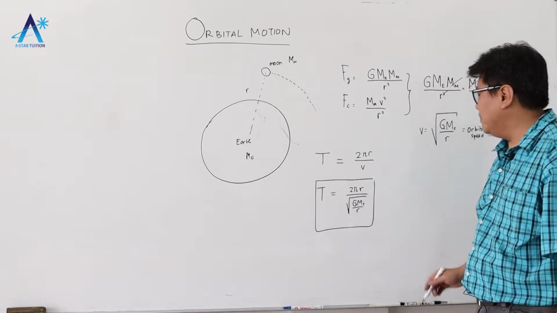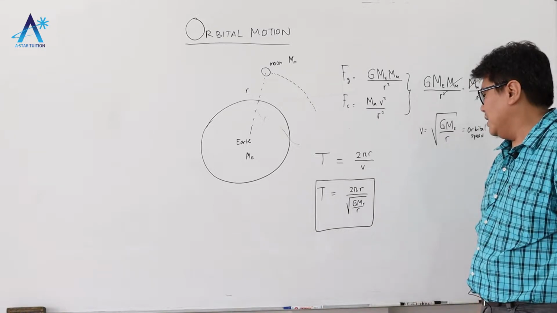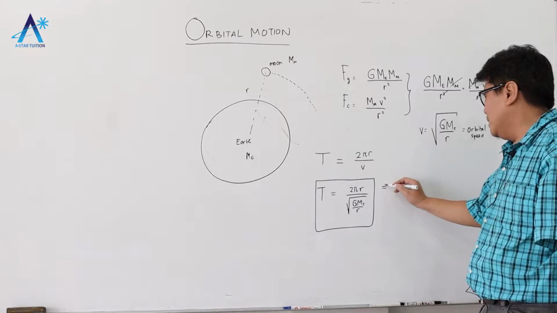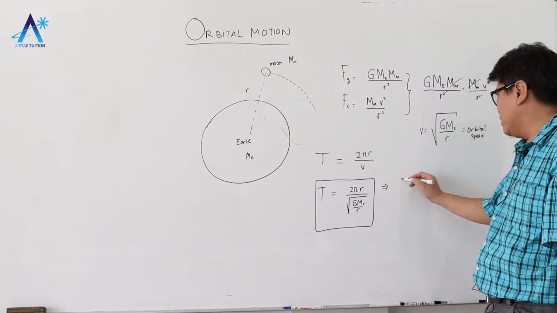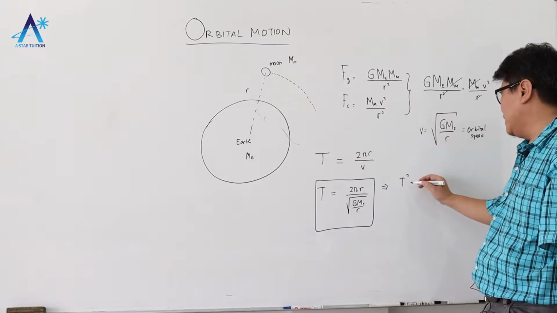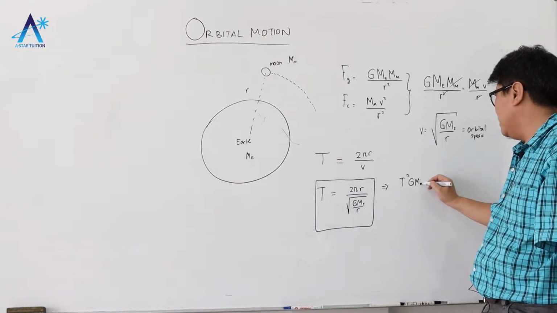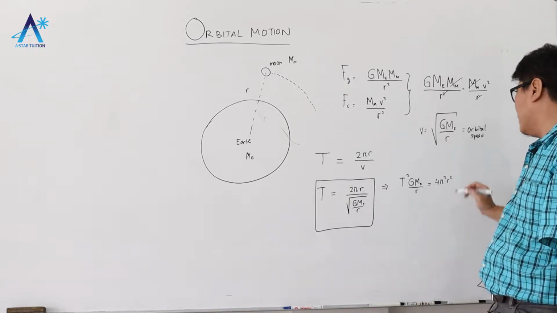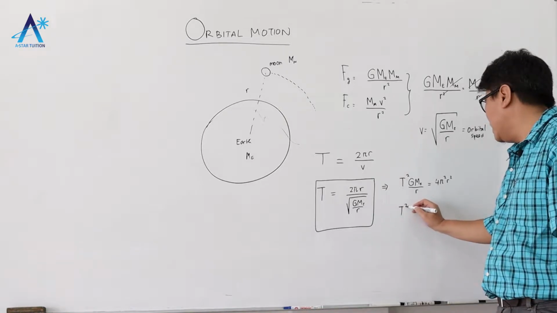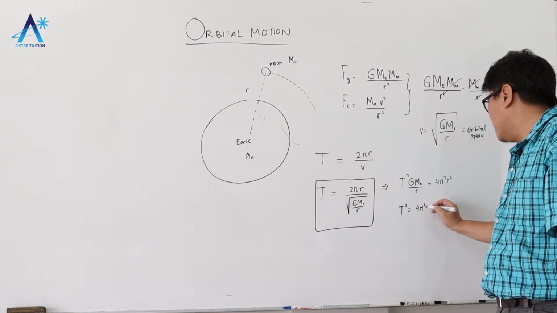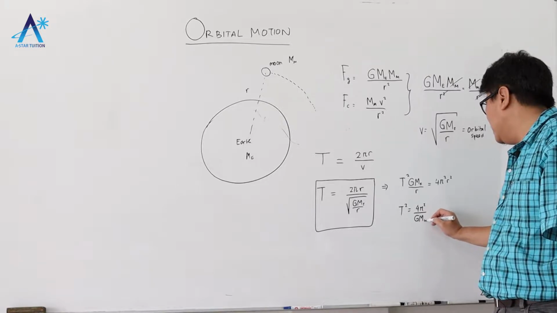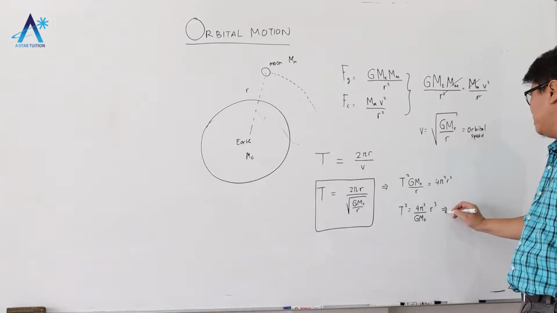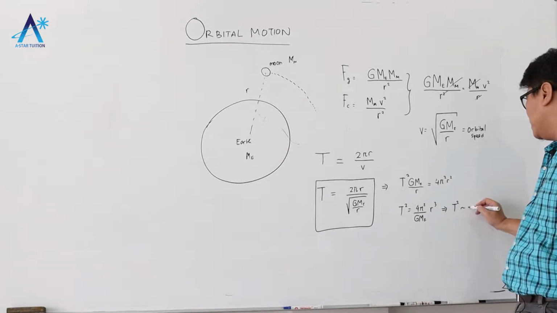Now here, this is the equation to find the period. If we square both sides, we have T squared times G M_E over r equal to 4 pi squared r squared. So in this case, T squared equals 4 pi squared over G M_E times r cubed. Now you see that the square of the period is proportional to the cube of the radius.